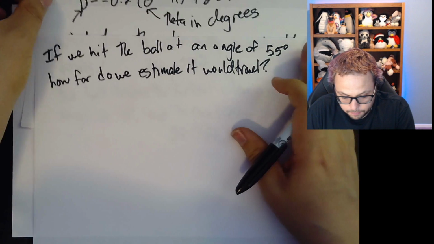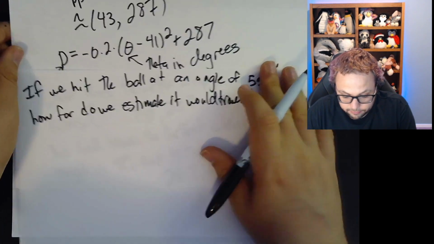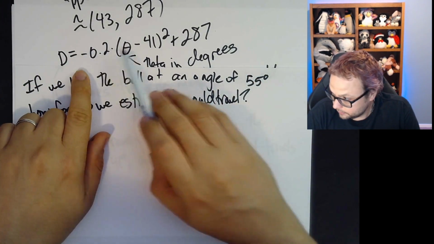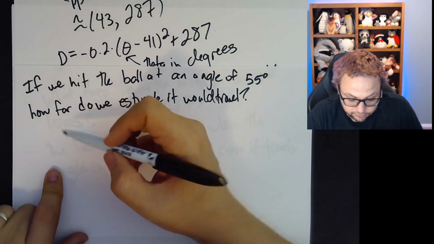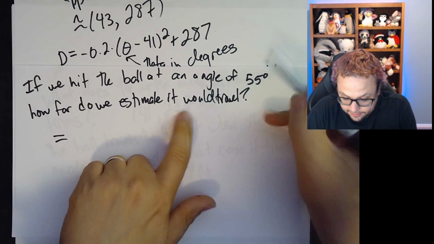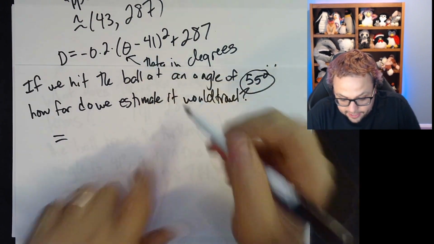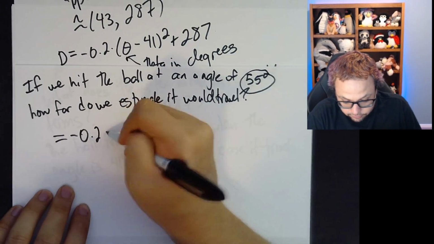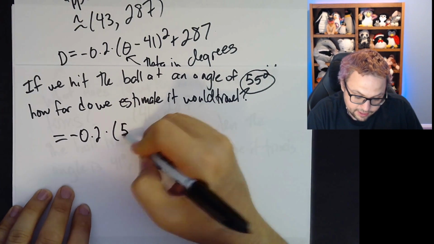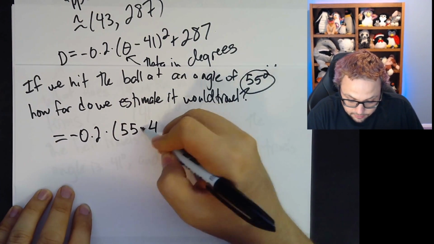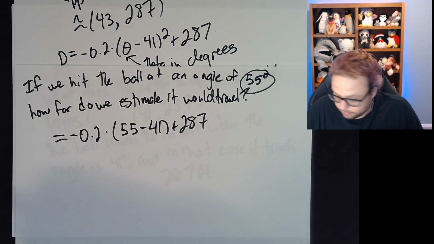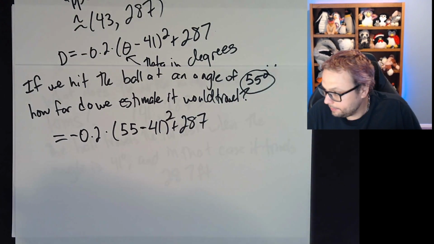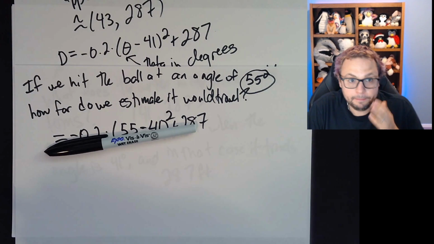Well, once we have our nice model here, then we can answer this question just by plugging in the 55 degrees in for theta here. So we get minus 0.2 times 55 minus 41 plus 287. There's a squared there that I didn't copy, which would make the answer not come out right.